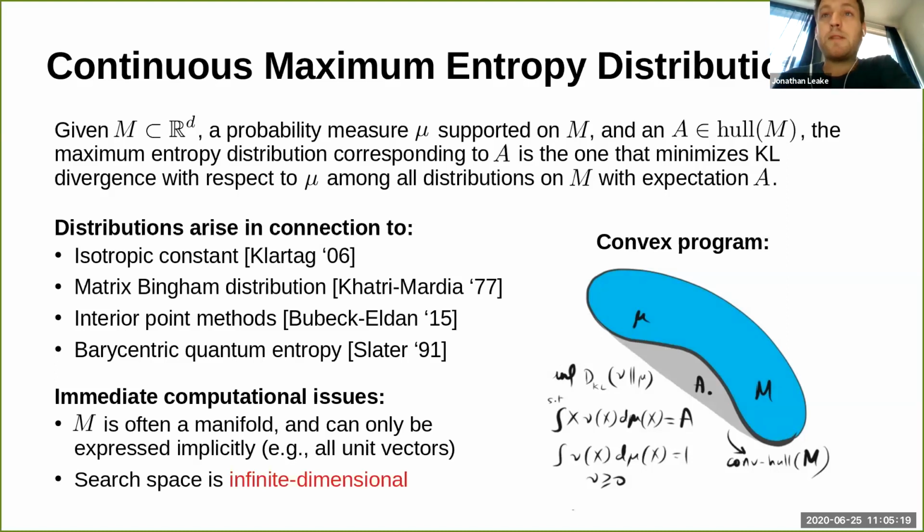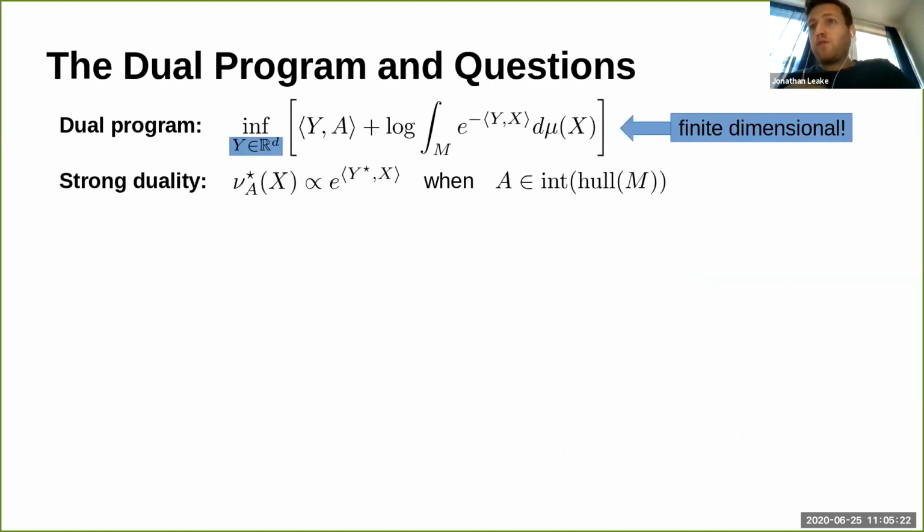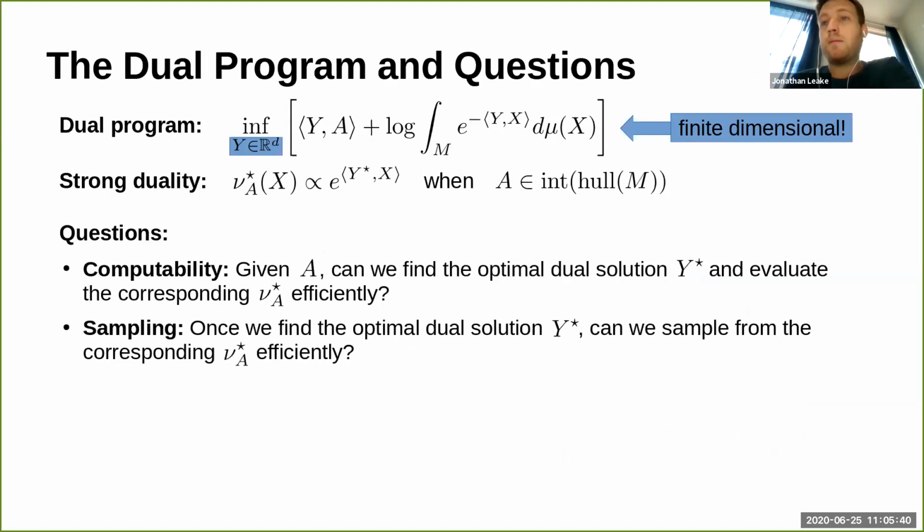But the nice thing is, if we go to the dual program, we immediately get something that's actually finite dimensional. And because we have strong duality in this case, we actually know an explicit form for the max entropy distribution, and we can just solve this dual program. In particular, if we find the optimal y, denoted y star, then we have the density. So that's nice. Then the questions become a little different. Can we find this optimal dual solution efficiently? Can we sample from the corresponding distribution efficiently?